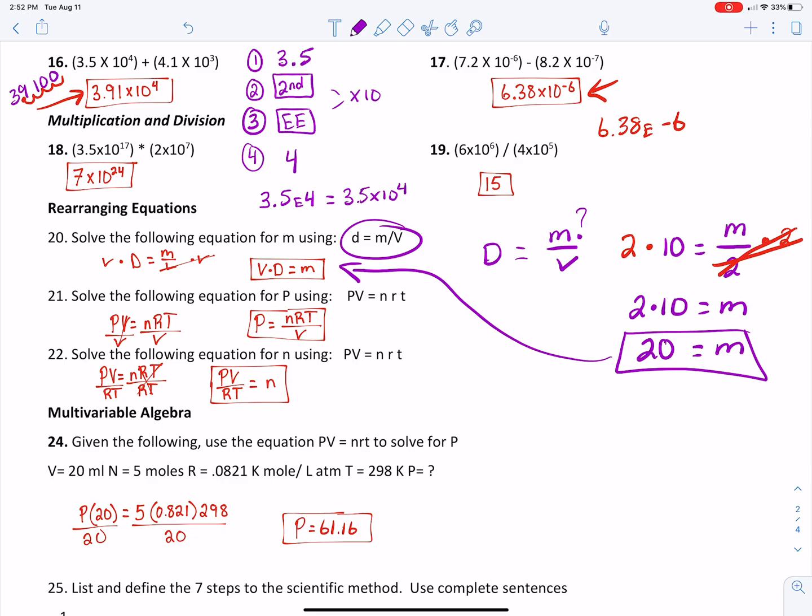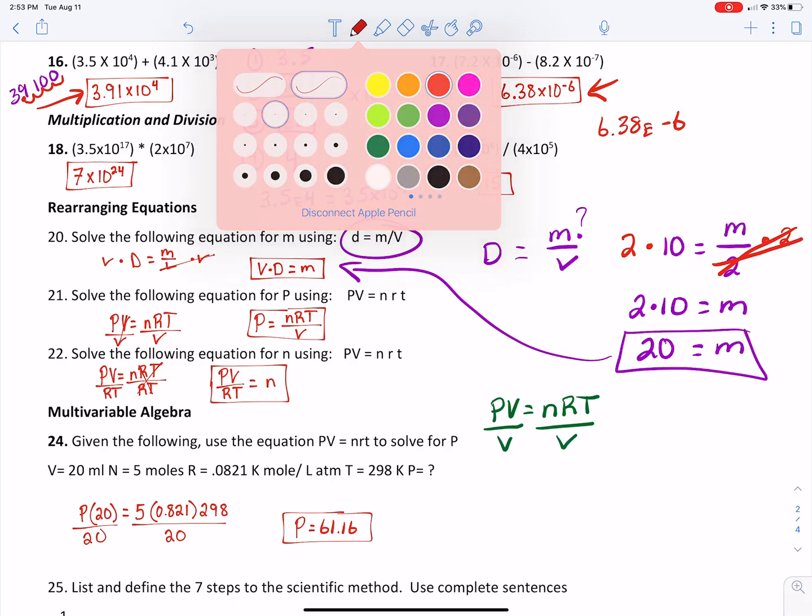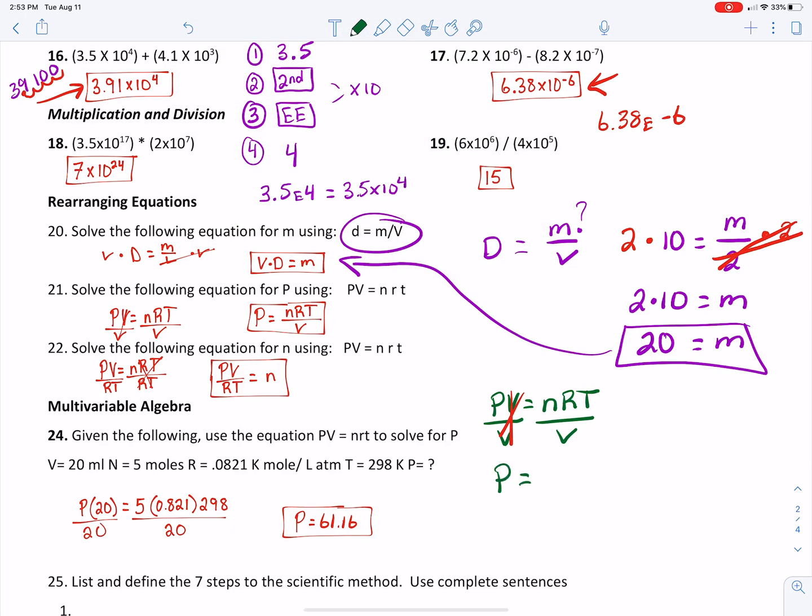All right, let's try 21. I'm going to do it in green. I've got now PV equals nRT, another equation that we're going to use this year, all variables right now. We want to solve it for P. So this is like saying I don't know what P is, but I know what all the other ones are. So if I just look at it with no numbers, to get P by itself, I simply have to divide both sides by V. That's going to cancel V out over here, right? And leave me with P equals nRT over V. Exactly what I did right there.